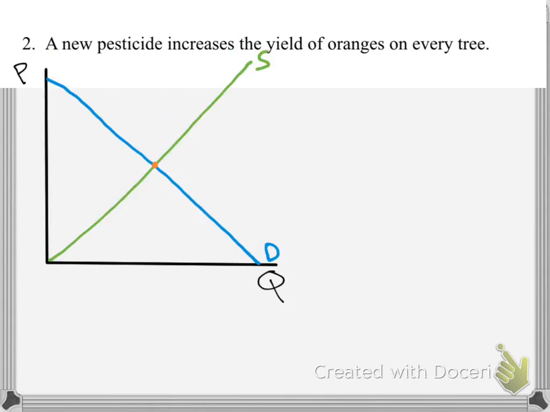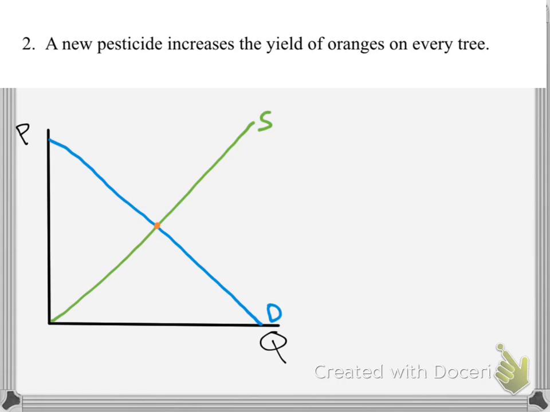Okay, so now the pesticide increases the yield of oranges on every tree. What happens when a new pesticide, well, it even tells you, increases the yield of oranges. So that means your supply is going to increase, and that is a shift to the right. Think of right and left as increase and decrease, right meaning increase, left meaning decrease. So we're shifting our supply in that direction. We'll call this S2.